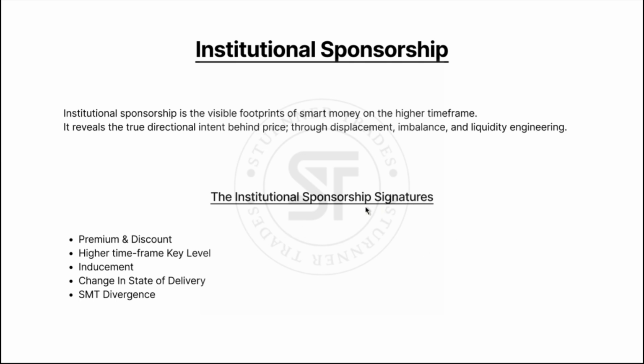There are specific signatures that reveal institutional sponsorship, and these are the clues we use to frame our buyers. They are premium and discount, higher time frame key levels, inducement, a change in state of delivery, and SMT divergence. Now let's break each of these down in a simple schematic so you can clearly see how they work together. Then we will jump into the real gold chart, and I'll show you exactly how I use this model to frame the long setup I call this week.